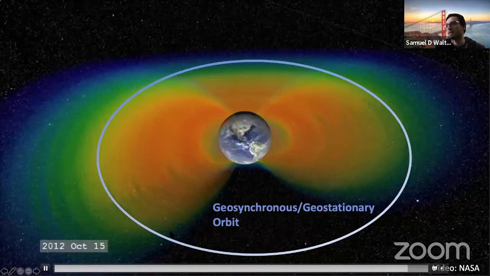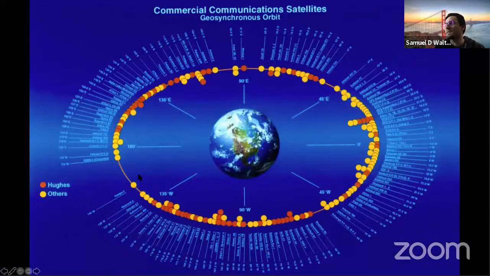And this is an example. As of the last time I checked, which was probably about a year ago, there were about 550 satellites in geostationary orbit. That includes, like I said, commercial, military, government satellites, of all kinds of different things that we probably don't even know. A lot of people probably don't even know that we're reliant on.